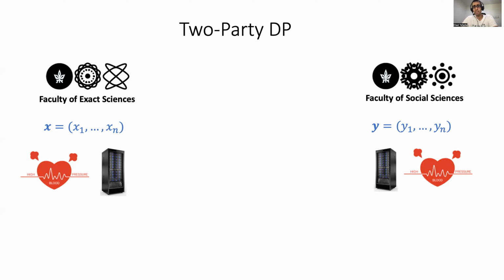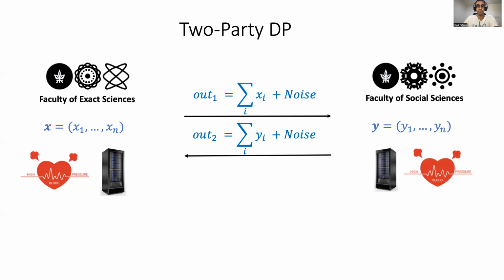Still, at least for this case, it is as easy as in the centralized model, since the first faculty can privately estimate the sum of the xi's by adding noise, and the second faculty can add noise to the sum of the yi's, and the output will be just the sum of those two estimations.